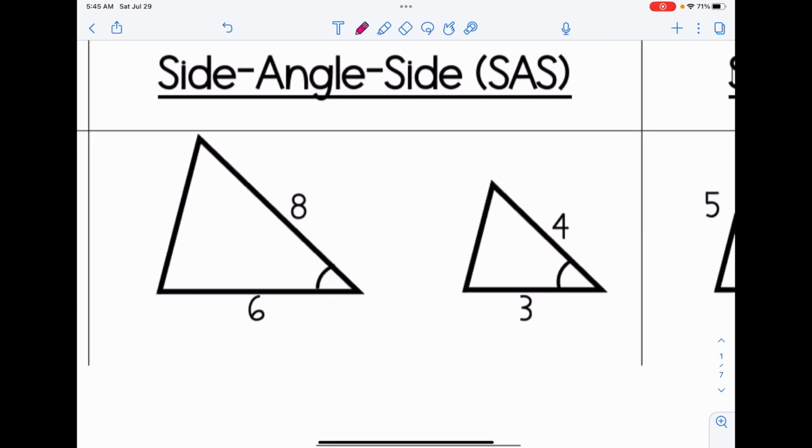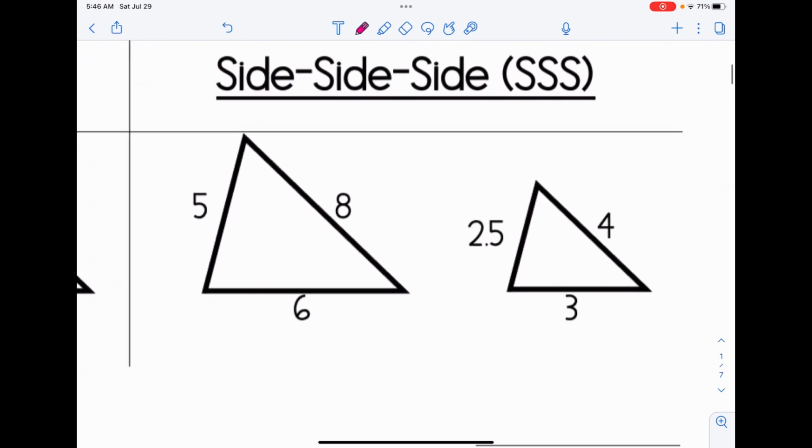Then we have side-angle-side. Side-angle-side means that you have two sides that are proportional and the included angles, the one in between those sides, are congruent. So we can see here that 8 and 4 and 6 and 3 are proportional, because if we cross multiply them, we get the same value. And the included angle is congruent, and we see that marked off.